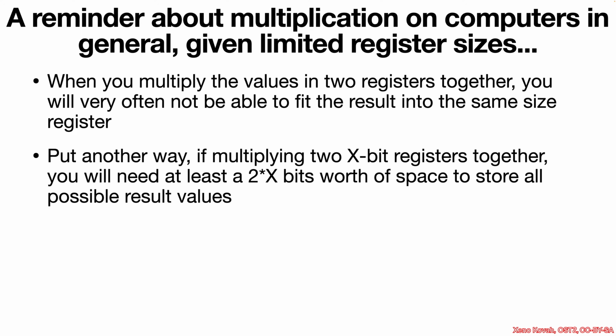Before we start learning about our new assembly instructions, just a quick reminder about multiplication in general on computers, given that we have limited and fixed register sizes. In general, if you multiply two registers together, very often the results will not fit into the same size register. And generically speaking, if you multiply two x-bit registers together, you will need at most 2 to the x bits worth of space to store all the possible values.